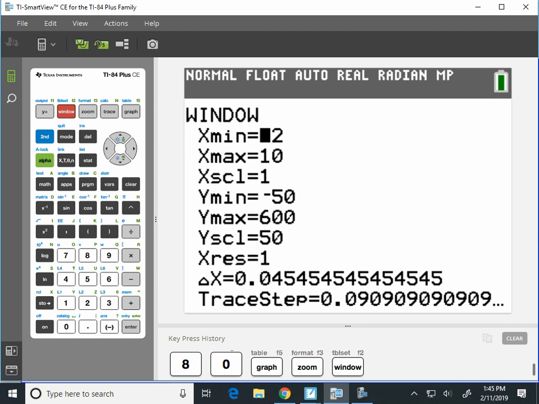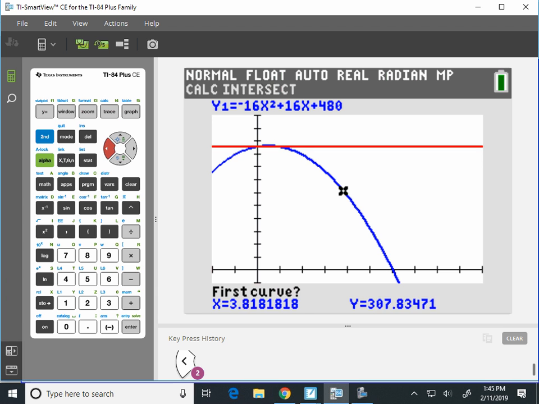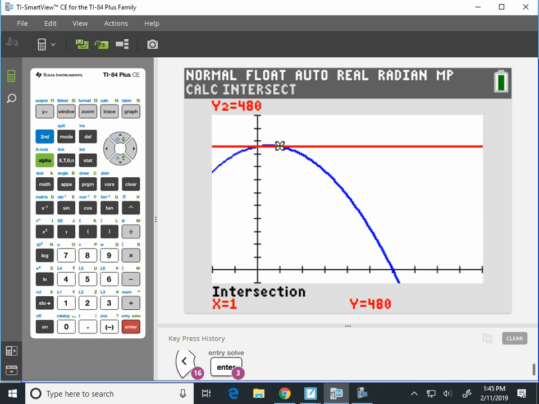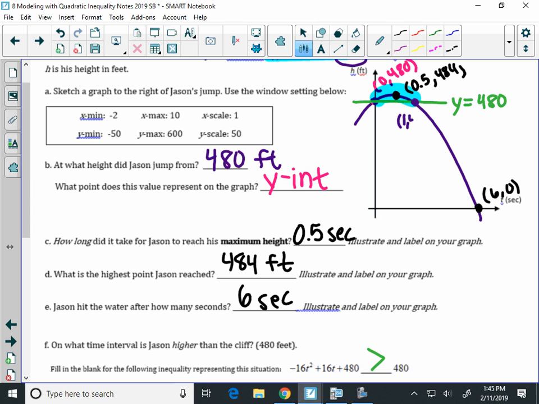So I'll do window 5. No, I don't. Second trace. I give up. Second trace 5, intersect. Come close-ish to that point of intersection. Enter 3 times. And it'll give you the ordered pair 1, 480. Did anyone not get 1, 480 when you did it on your own calculator? So we have this point here is 1, 480.